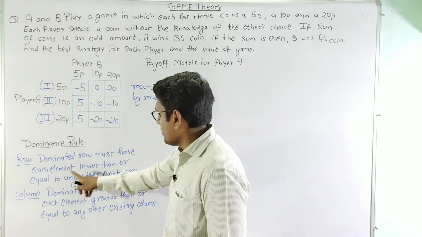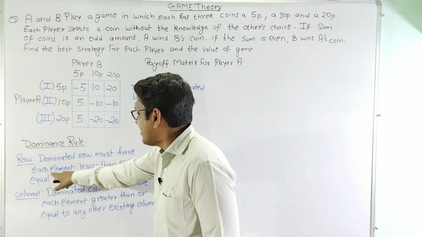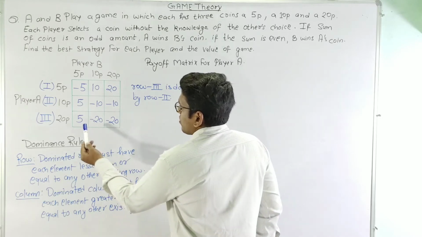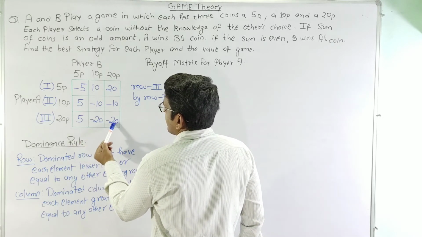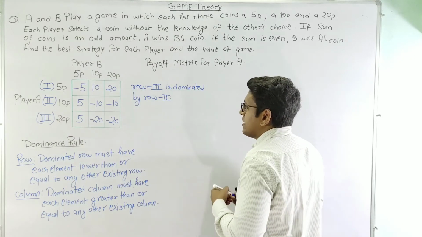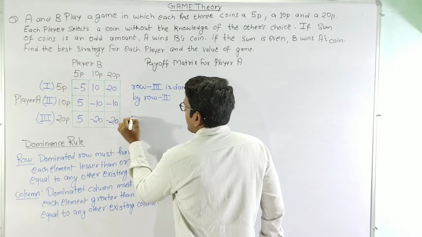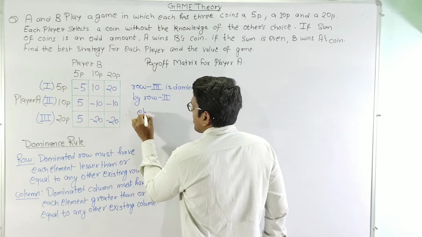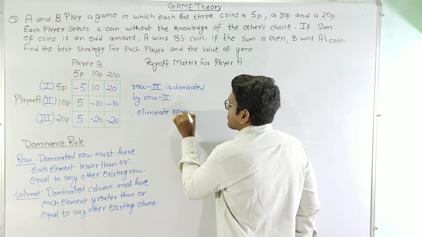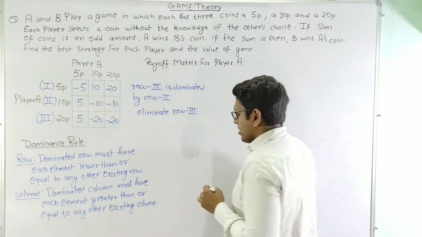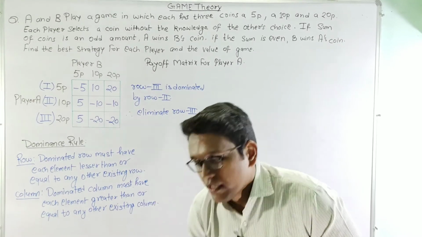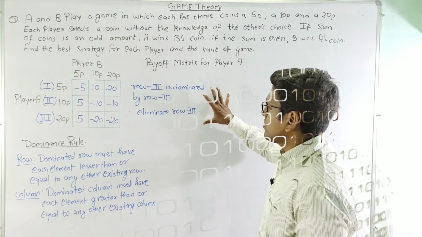So we have written here, dominated row must have each element lesser than or equal to any other existing row. So in row 3 each element is lesser than row 2, that's why row 3 is dominated, and now as a result we will eliminate row 3. So let us eliminate row 3 and find the remaining matrix.